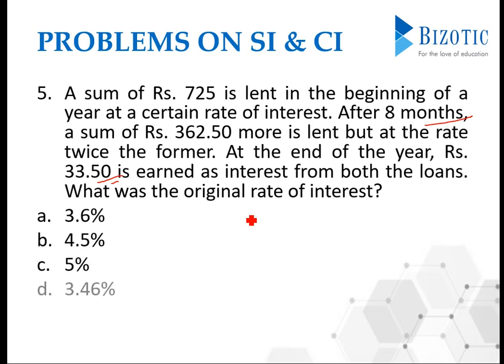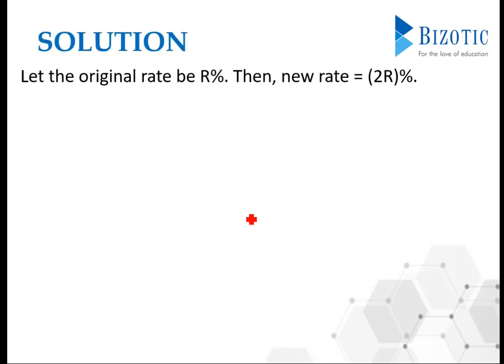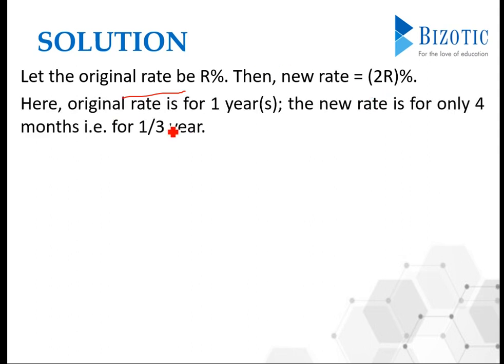So after options, we'll go to solutions. So let's solve step by step. Let the original rate be R%, then the new rate is 2R%. So because the rate has increased twice, and if you look at the question carefully, they have told the addition of 362.50 rupees is after 8 months. So that means that interest will follow for only the last quarter of the year, which is for 4 months. So that's been explained here. Original rate is for 1 year, the new rate is for only 4 months, that is for 1/3 year, because the extra principal amount has been added after 8 months.